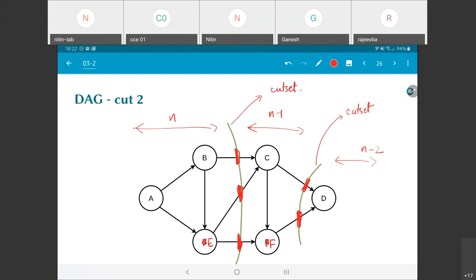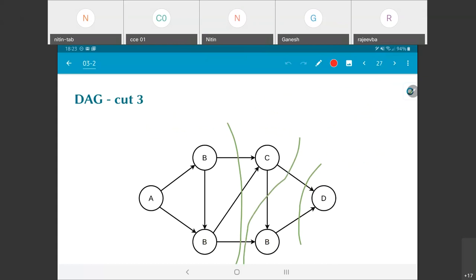What is a cutset? A cutset is a set of edges in the graph such that if you remove those edges, the graph is completely divided into two disjoint portions. In other words, removing this first green line will separate the graph such that ABE is on the left hand side and CFD is on the right hand side, with no edges connecting them. Similarly, by removing the CD and FD edges, D has been separated out into another portion. So each of these green lines that I'm drawing is a cutset.